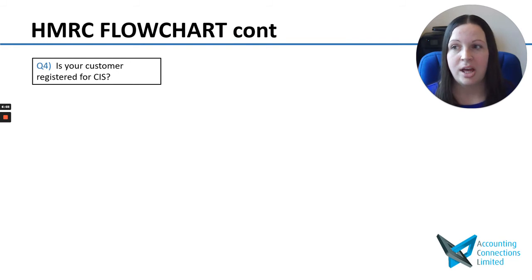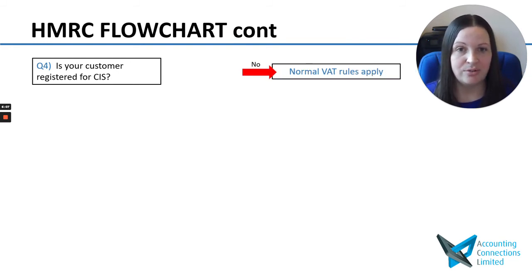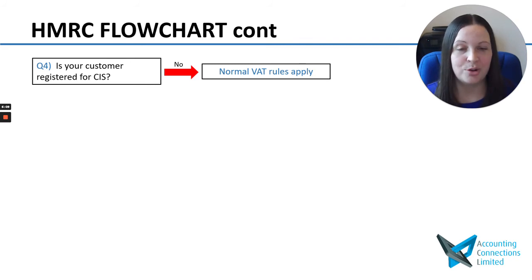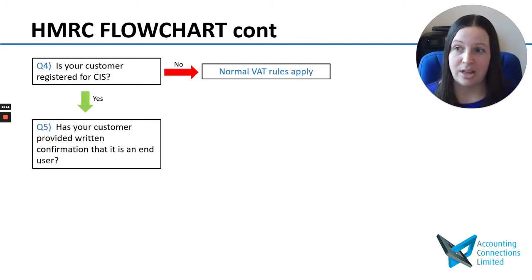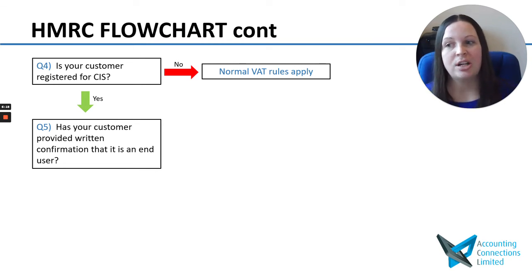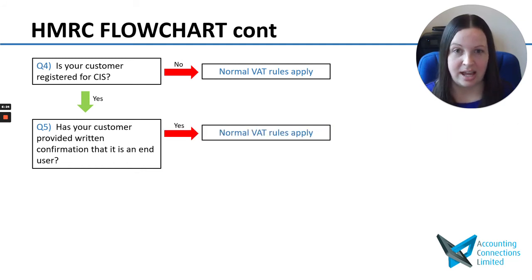Question 4, is your customer registered for CIS? If they're not registered for CIS, apply VAT in the normal way. If they are, then you need to move on to question 5. The 5th and final question, has your customer provided written confirmation that it is an end user? If they have, and they've said, yes, I am the end user, then apply VAT as normal. You add VAT onto your invoice.